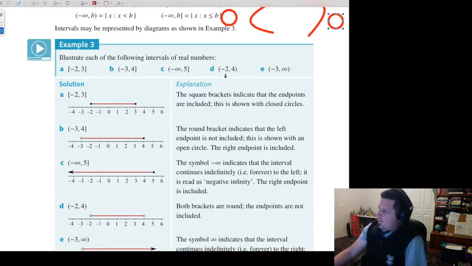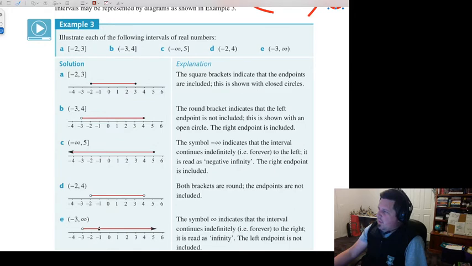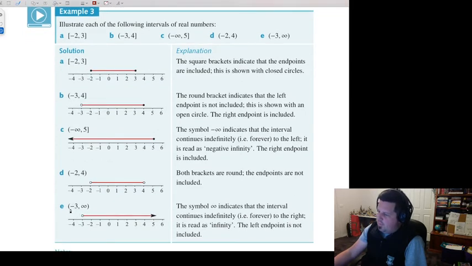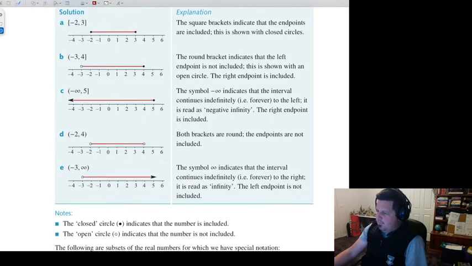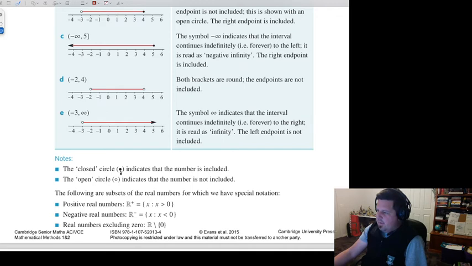I reckon you guys are all over -2 to 4, open circles. Likewise here, you've got -3 to infinity, open circle here, and going to infinity is all the way this way. They spoke about the things I did.